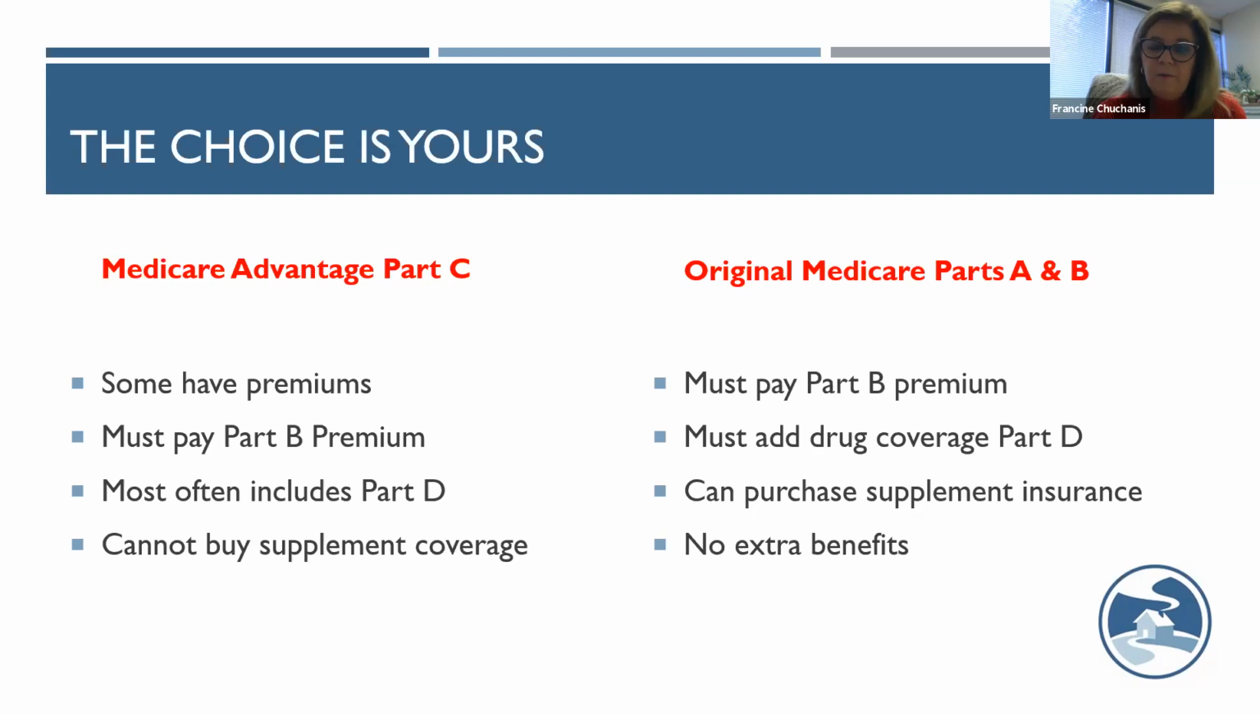In Medicare, we all have to pay a premium for Part B. Again, you have to add a separate plan for drug coverage unless you have creditable coverage through another source, which I'll talk about later. You can purchase a supplemental policy to cover your out-of-pocket costs, but there are no extra benefits to date in traditional Medicare.